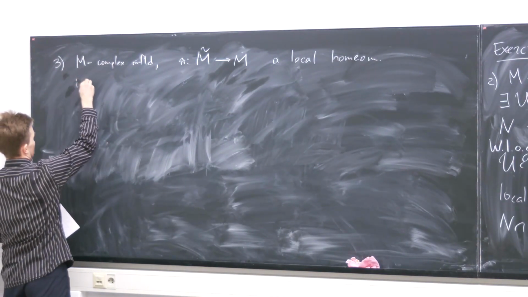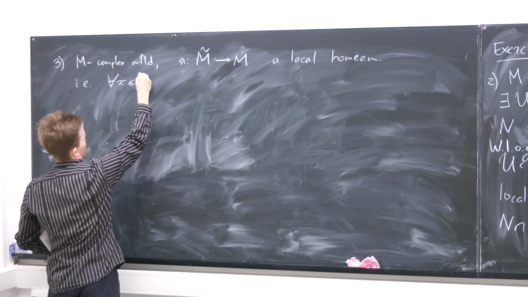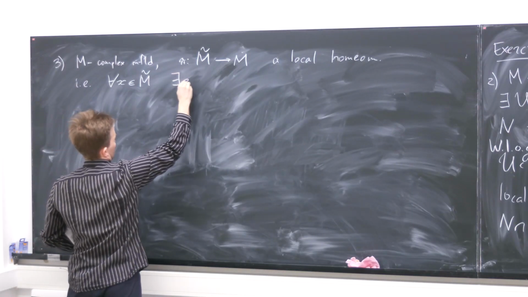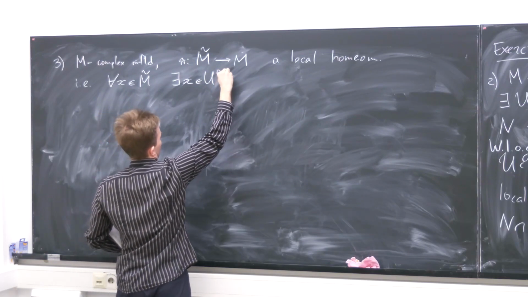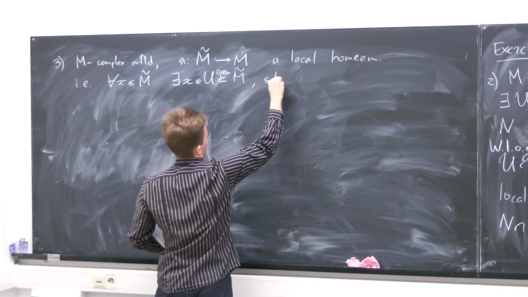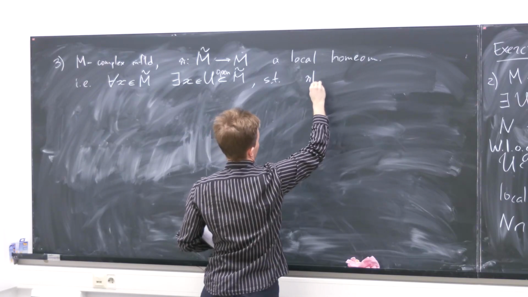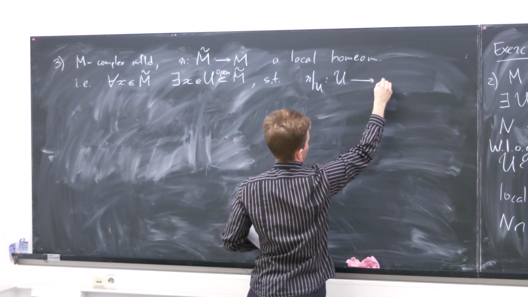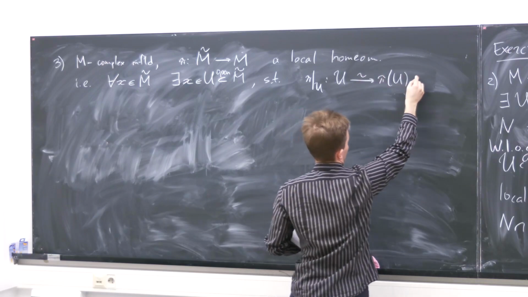This means that every point in M tilde has an open neighborhood U such that the restriction of pi to this U is a homeomorphism from U onto its image in M.